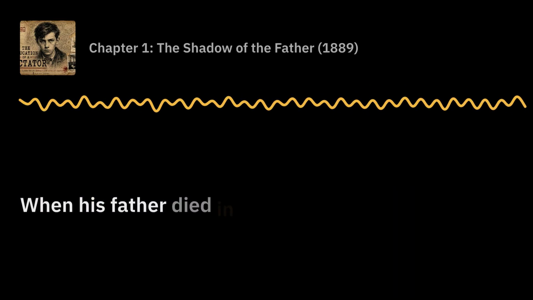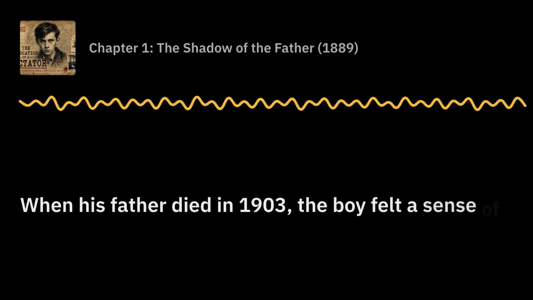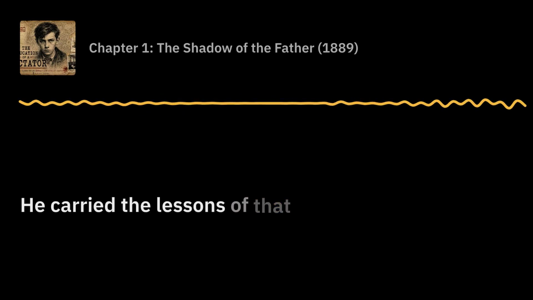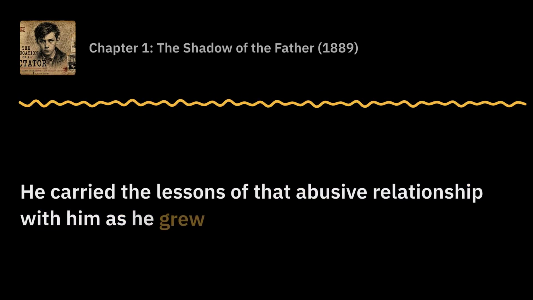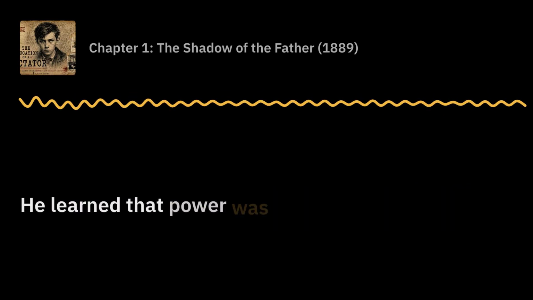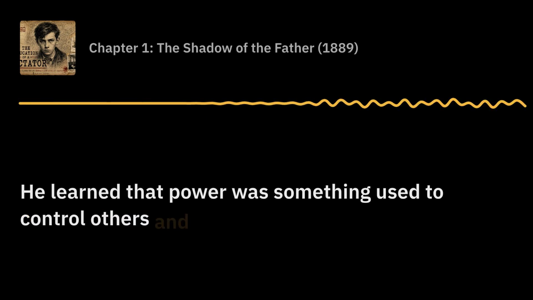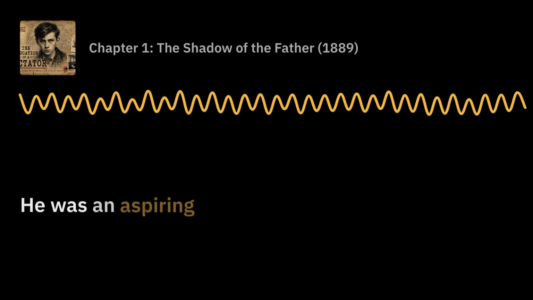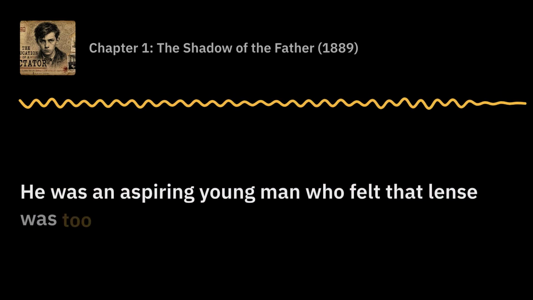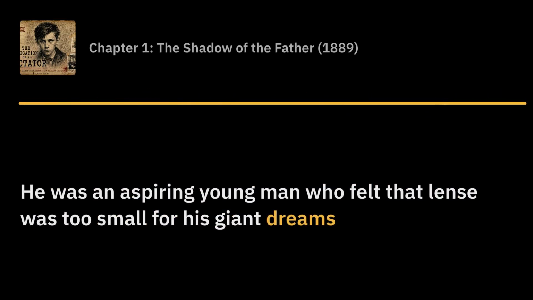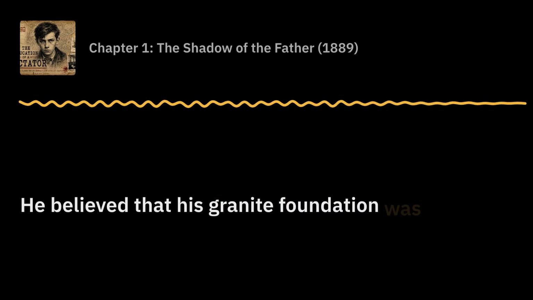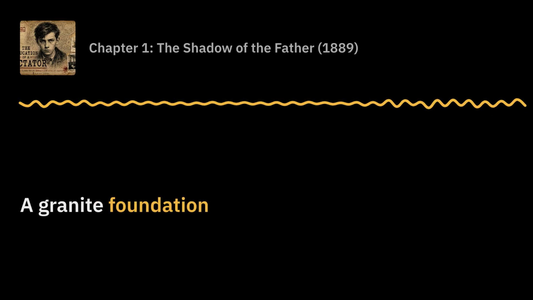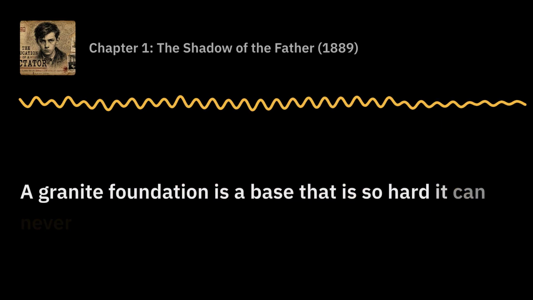When his father died in 1903, the boy felt a sense of freedom, but the shadow of the father remained in his mind. He carried the lessons of that abusive relationship with him as he grew older. He learned that power was something used to control others, and he used his ambition to plan his escape from Linz. He was an aspiring young man who felt that Linz was too small for his giant dreams. He believed that his granite foundation was being built in these early years of struggle. A granite foundation is a base that is so hard it can never be broken.